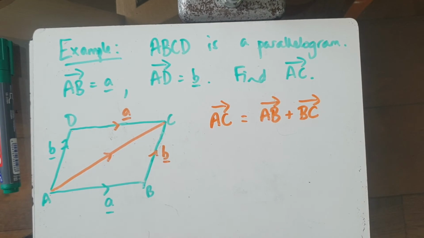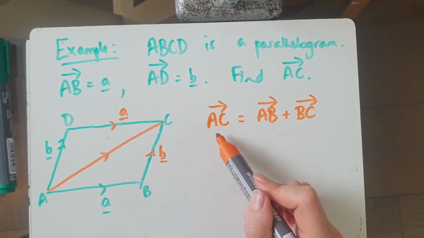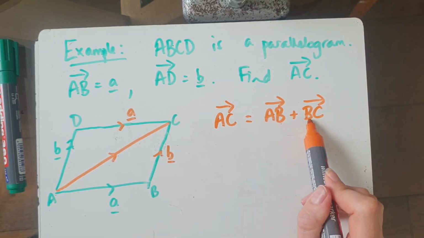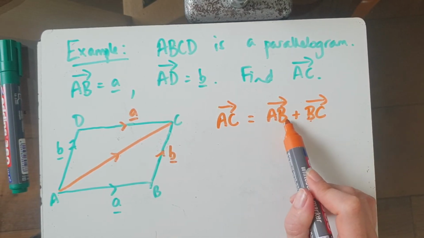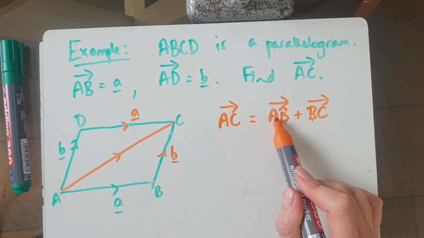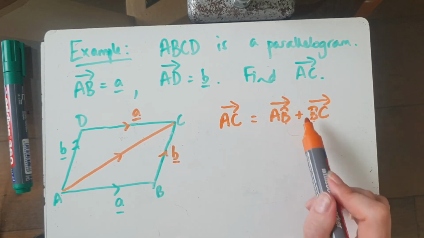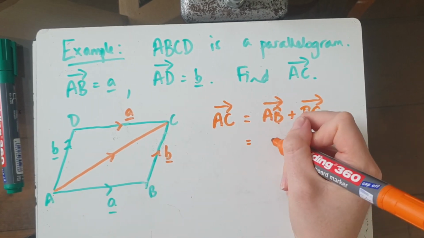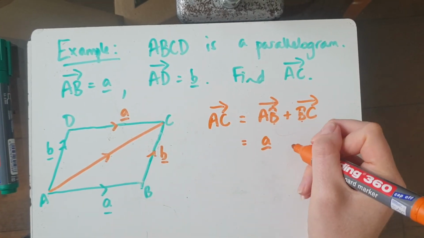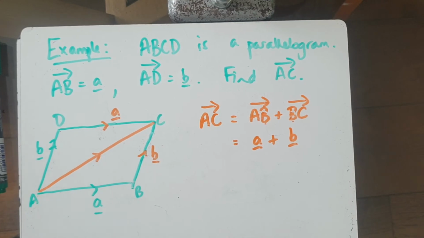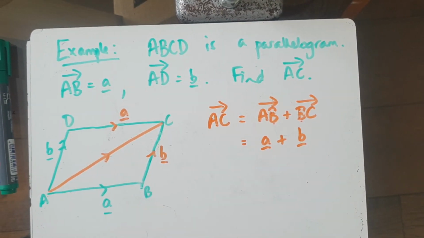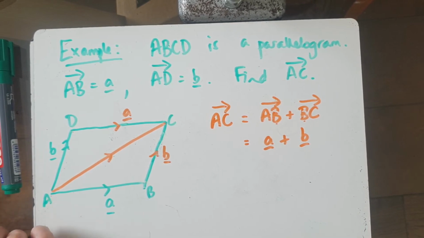And in fact, when we are breaking a route down like this, the last letter in this vector should be the first letter in this vector, because that is the point you've ended on with this one, which means it's the point you start on with this one. A to B is going to be a, B to C is going to be b. So actually the vector AC is just a plus b. Quite an easy example there for you.